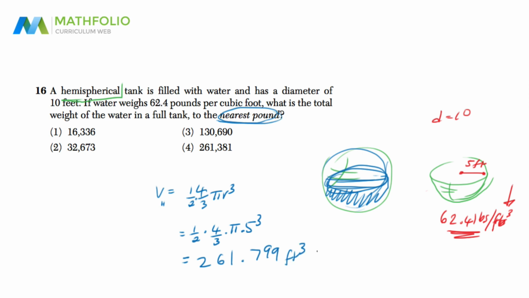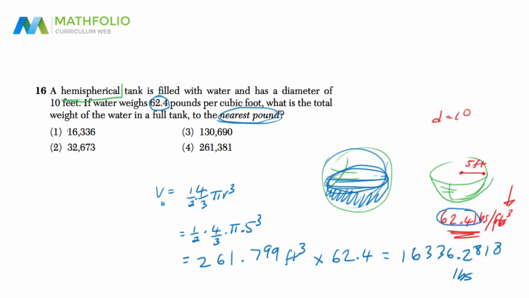So we take this volume, and then what we've got to do is multiply it by this 62.4. 62.4 is up here, and that's how much it weighs per 1 cubic foot. So if we've got 261.799 cubic feet, we have to multiply that by the 62.4. So I'm not going to actually use the 0.799 number. I'm going to use the full number on my calculator for accuracy, times 62.4. That gives me an answer of 16336.2818, and that would be pounds for the total weight.